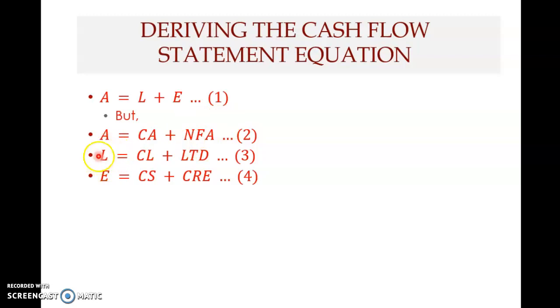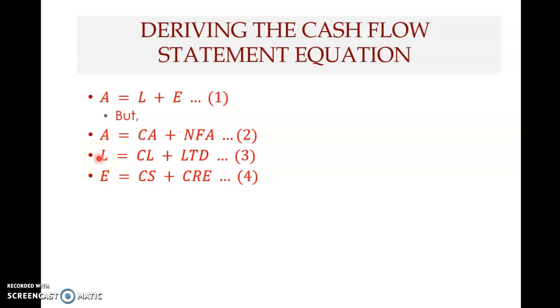Liabilities likewise can be divided into two components. One is current liabilities, and you have long-term debt. You don't say long-term liability, even though that's correct; you can also say long-term liability, but the widely used term here is long-term debt. Here you can also use short-term debt, but current liabilities is not only short-term debt. It also has other components. Therefore, we use current liabilities here. So these two will make up total liabilities.